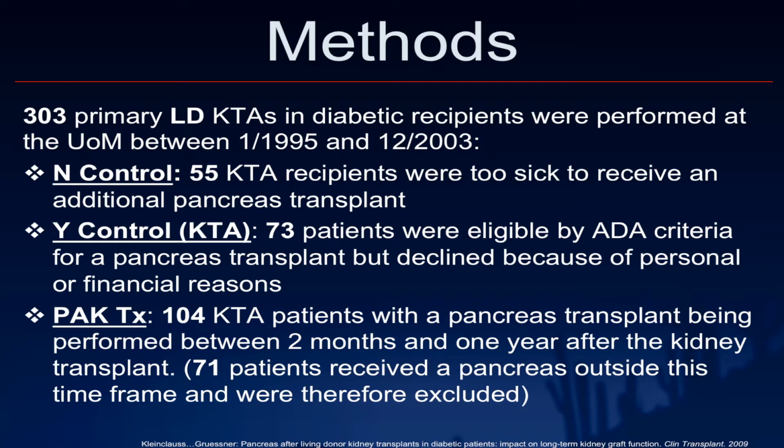So my wife took the 303 primary living donor kidney transplants in diabetic patients that were performed between 1995 and 2003. And there are three categories of patients. The first one were 55 living donor kidney transplant recipients that were too sick to receive an additional pancreas transplant. So you exclude the patients that are so sick, they would not withstand a major procedure. Then there is your second control.